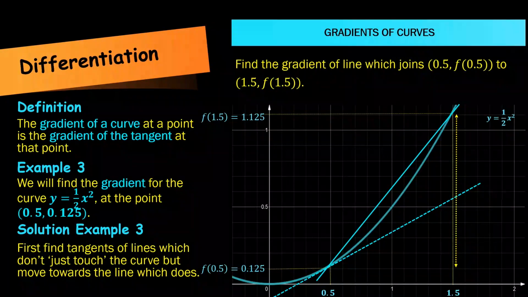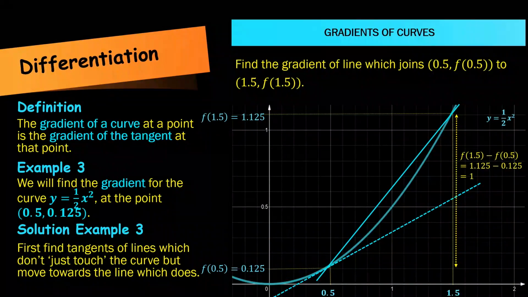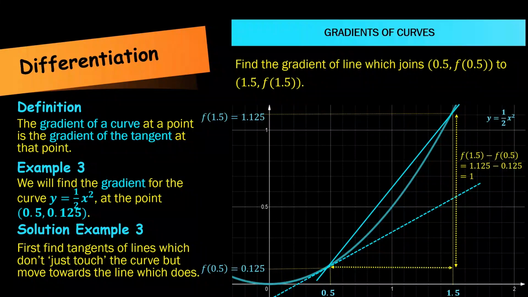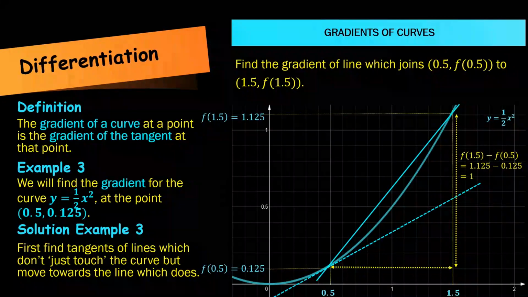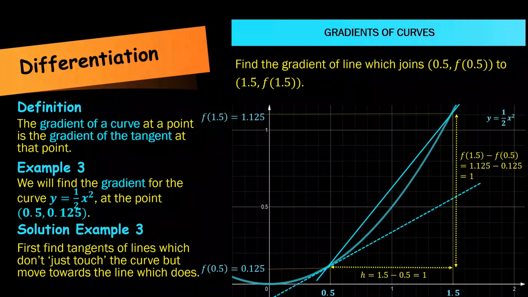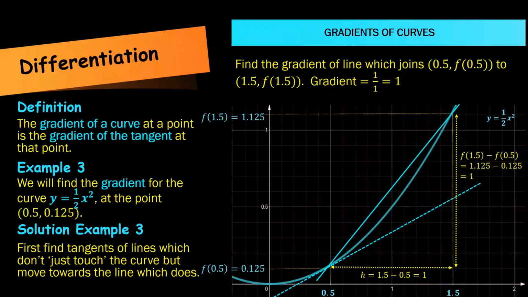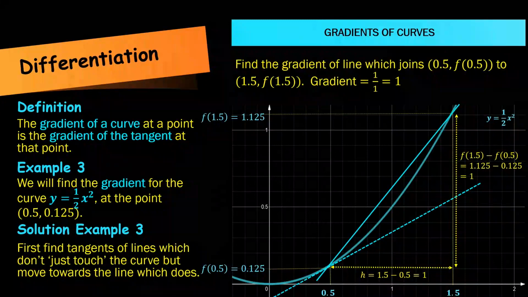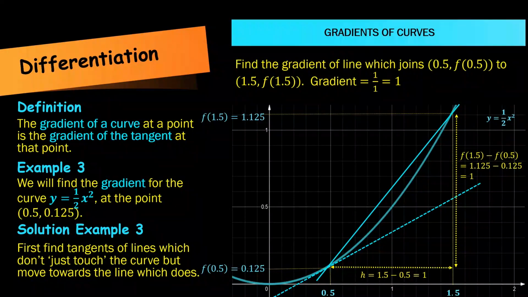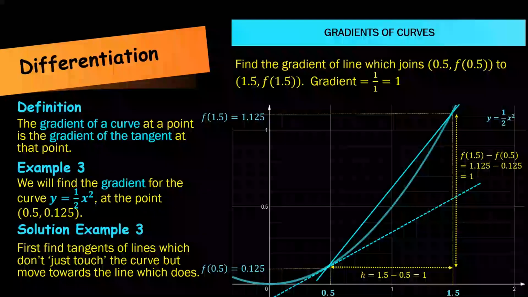It's this difference, highlighted with the blue arrow, which is equal to 1, because it's function of 1.5 minus function of 0.5, divided by this distance, which also happens to be 1, because it's 1.5 minus 0.5. So the gradient is equal to 1 divided by 1, which equals 1. Now, of course, this isn't the gradient that we're looking for.